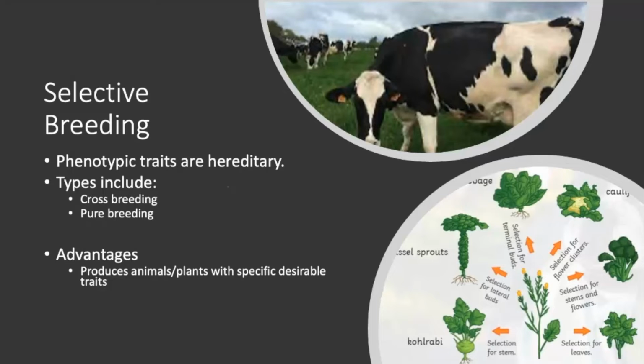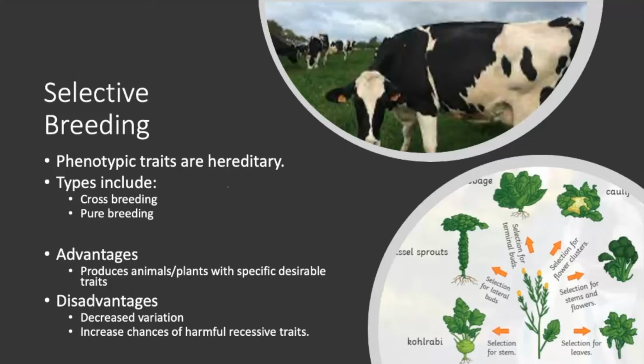Another example is dairy cows being selected to produce more milk. Some of the advantages of selective breeding is that it produces animals and plants with specific desirable traits, but the disadvantages are that it decreases variation within the population and increases the chances of harmful recessive traits being expressed in the population.